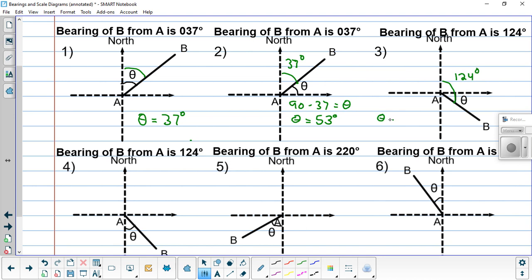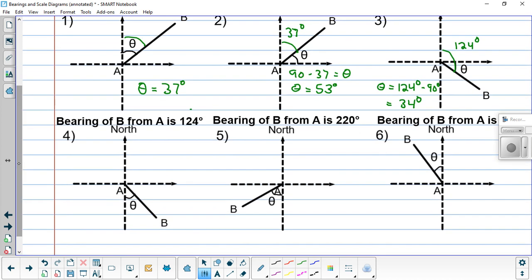Carrying on, we know that B from A is 124. So we have to go theta equals 124, we want to subtract off that 90 because we just want that little bit on the inside. So we're going to get that we have 34 degrees. Okay, so next, we're on question 4. So B from A, once again, is 124. So we have to figure out this missing one that makes it up to 180. So how do we do that? Well, we do 180 minus 124, and that'll give us what we're missing. And that will be our theta.